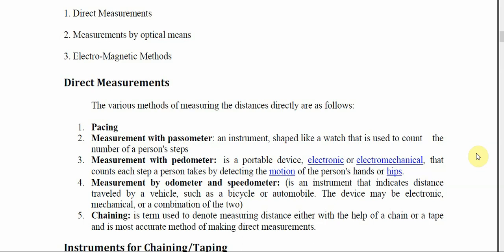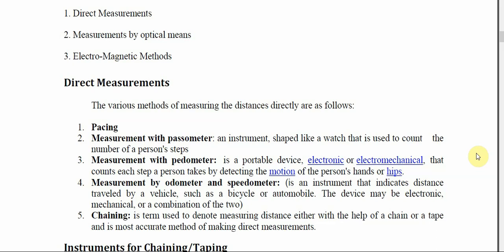Next is measurement by odometer or speedometer. It is an instrument that indicates distance traveled by a vehicle, such as a bicycle or automobile. This device may be electronic, mechanical, or a combination of both. Usually, the speedometer is fitted in a vehicle and it measures the distance traveled by the vehicle.